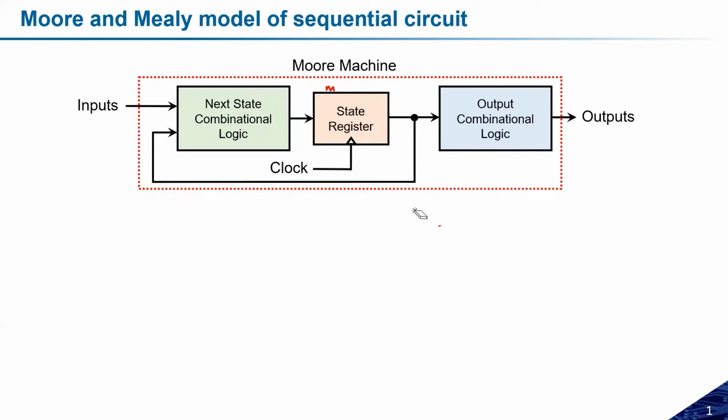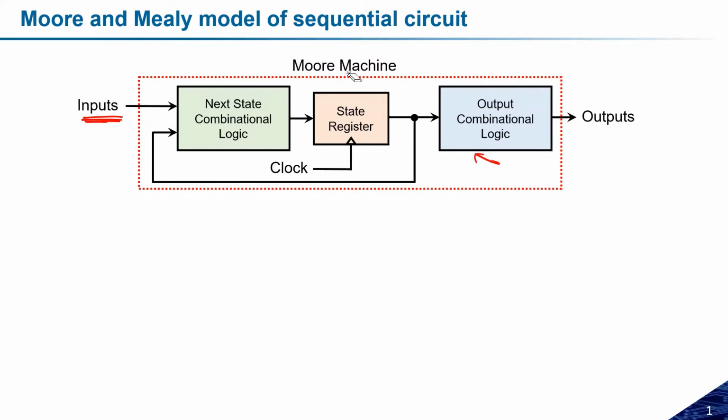Okay, so the Moore model is the simple difference. Whatever sequential circuit we have, if the output of the sequential circuit is connected to the output combinational logic circuit, and the output combinational logic circuit does not depend on the input of the actual circuit, then we call this model the Moore model, or the Moore machine model.